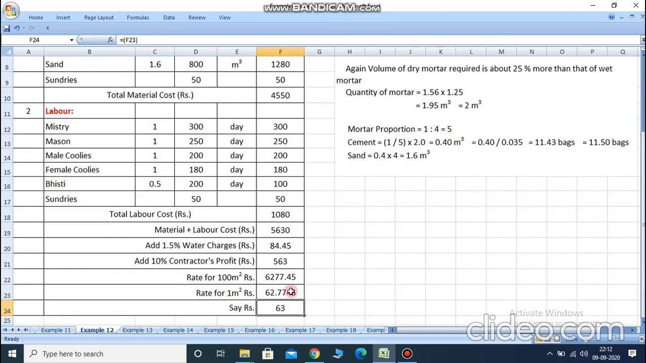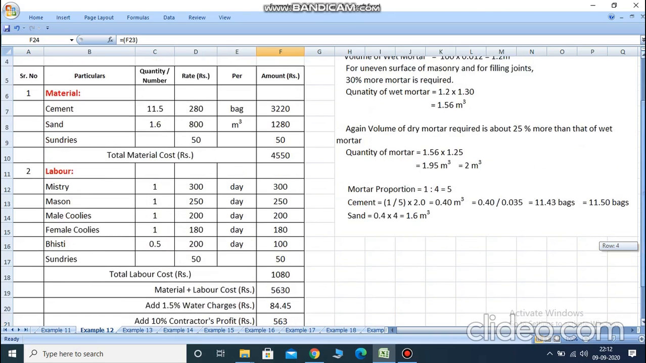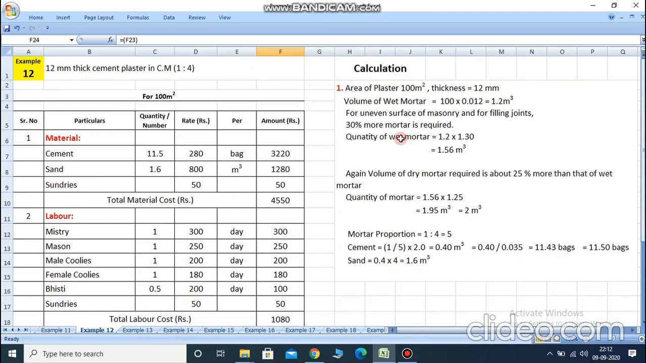So we got the answer 62.7745. It's a 1 meter rate, and as a round up figure we take 63 rupees per meter square rate for a 1 meter square plaster work of a 12 mm thick plaster work of a cement sand ratio 1:4.